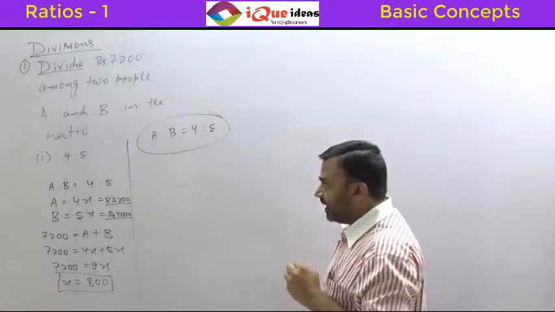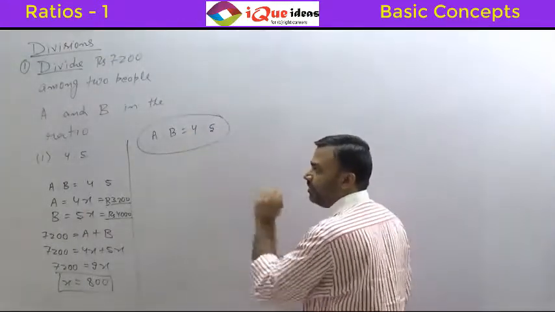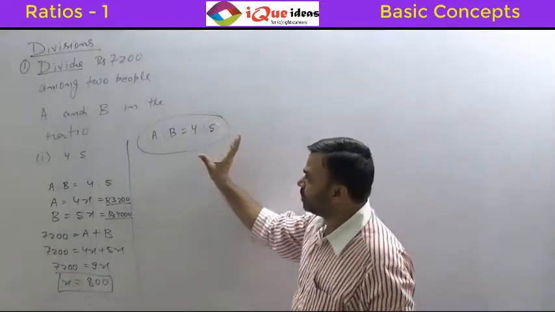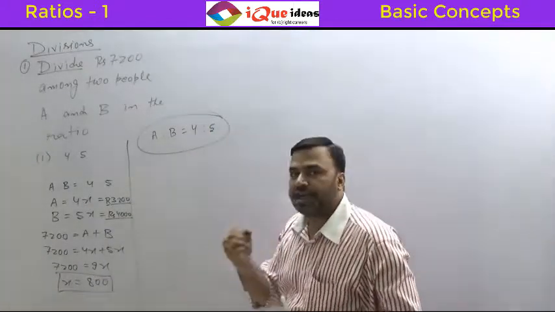Let's come back. Let's consider the given numbers 4 and 5. The very simple fundamental meaning would be, if A gets 4 rupees, B should get 5 rupees. So what would be the total sum of their amounts? That will be 4 plus 5, which is 9 rupees.